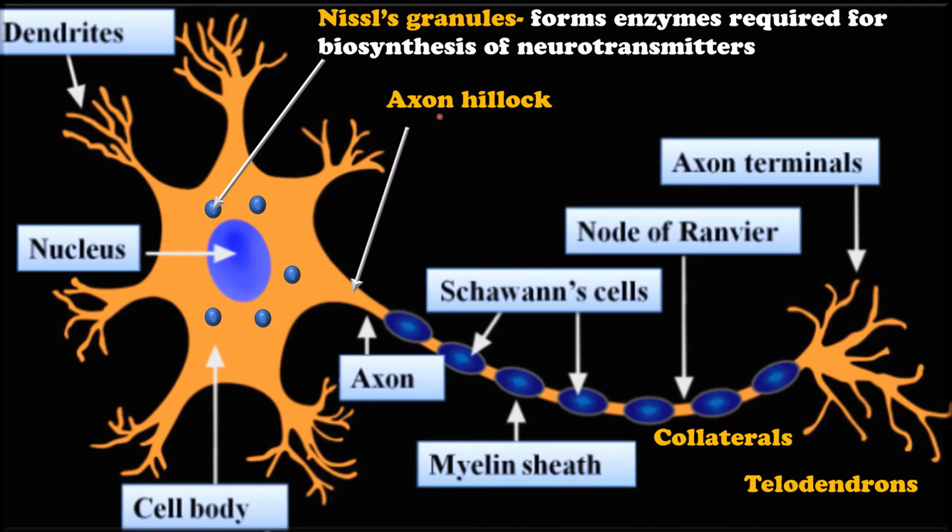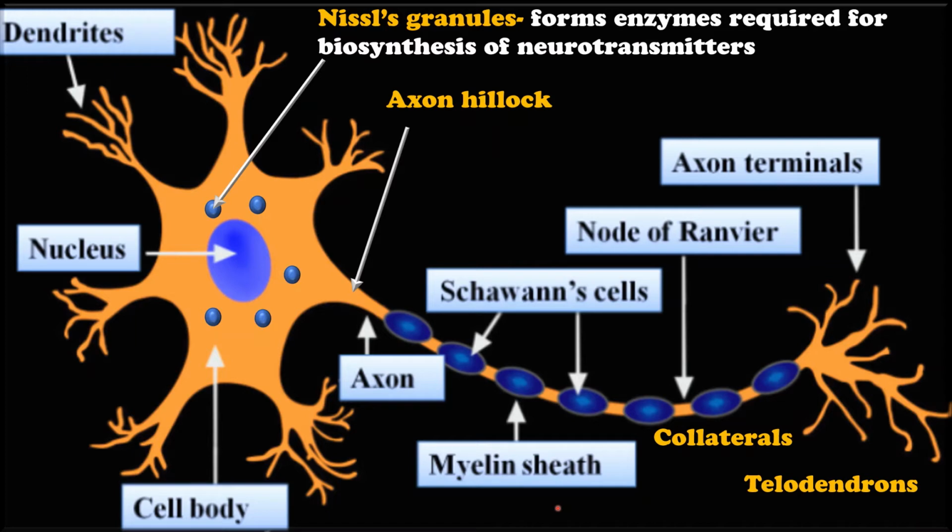Now, this is the structure of an axon showing many Schwann cells. Students, Schwann cells are specialized glial cells which form the myelin sheath around the axon. So this is a neuron with the myelin sheath. Such a neuron is called a myelinated neuron, that is, a neuron with myelin sheath. Students, in some cases the neuron may not have the myelin sheath. Such neurons are called non-myelinated neurons.